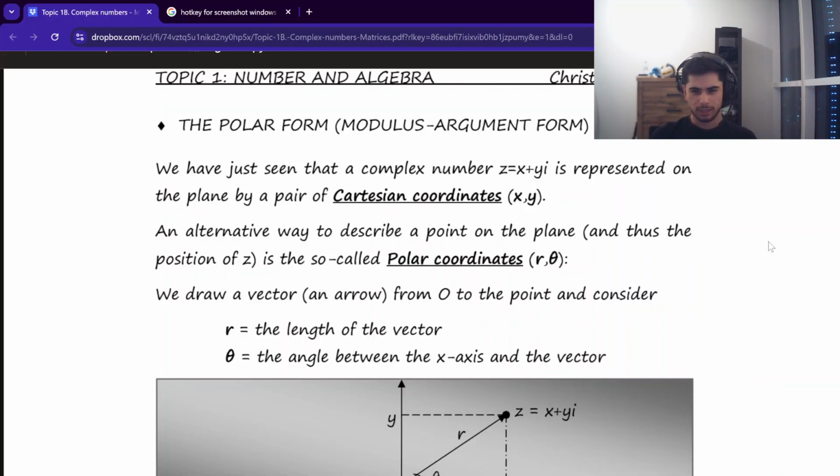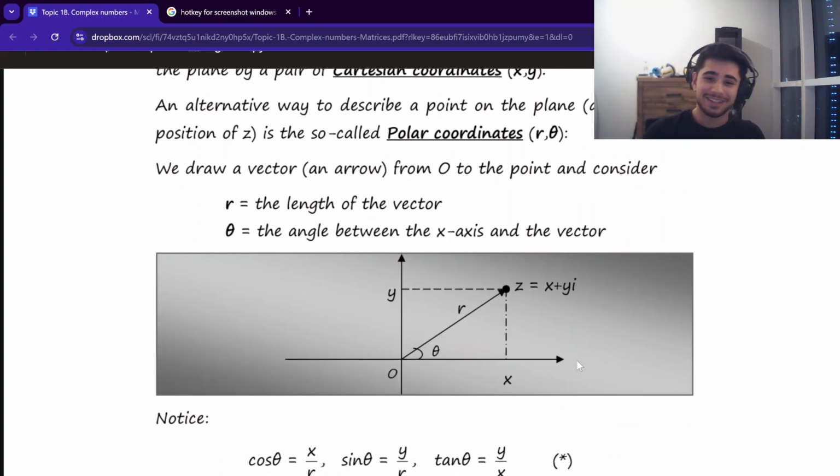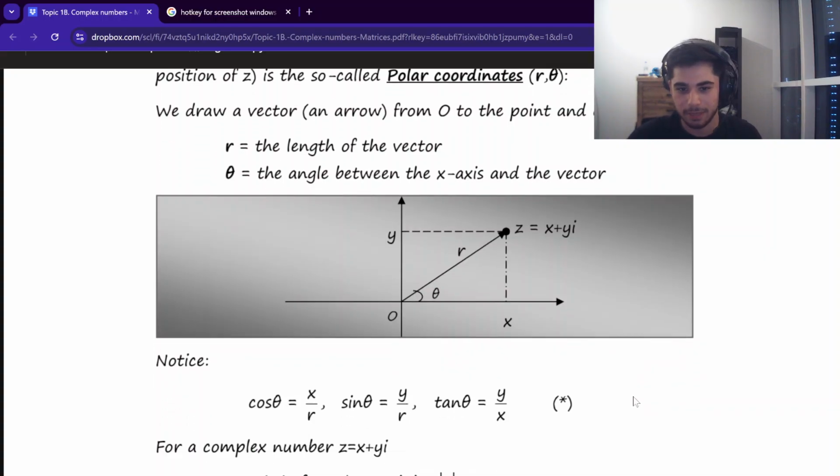Now, what are r and theta? Good question. I also wondered that. So r is the length of the vector, and theta is the angle. So r is basically the hypotenuse, like Pythagoras theorem, and theta is the angle between the x-axis and the vector. So this seems like basic trigonometry.